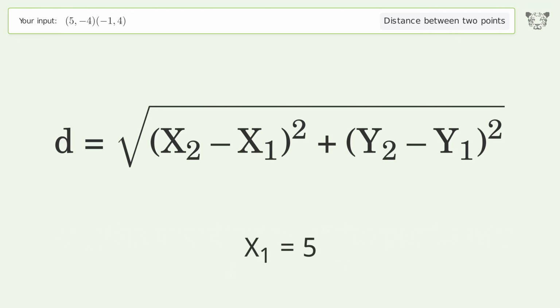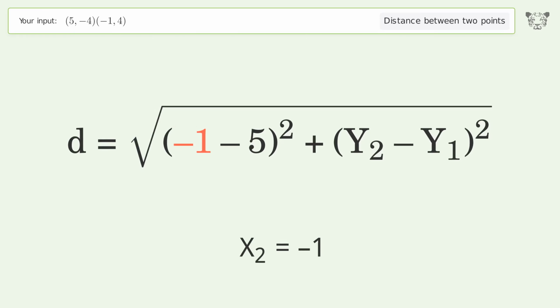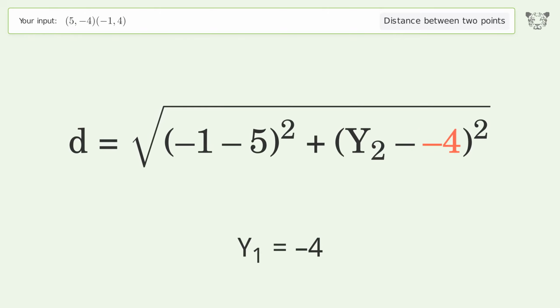x1 equals 5. x2 equals -1. y1 equals -4. y2 equals 4.